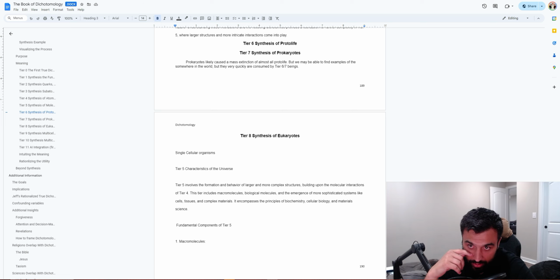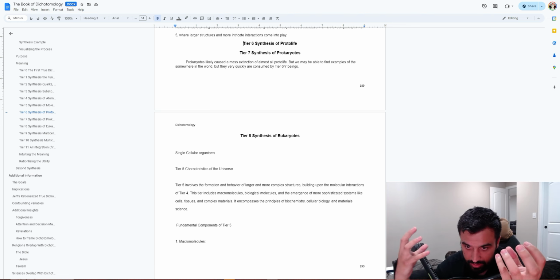So that's how prokaryotes would come about. And then eukaryotes. Eukaryotes are single cell organisms still, but they're a different kind. Some of the theories around them are that the mitochondria, the powerhouse of the cell, and some other prokaryote combined or merged and created eukaryotes. So this is another synthesis. It's a merging of the two.